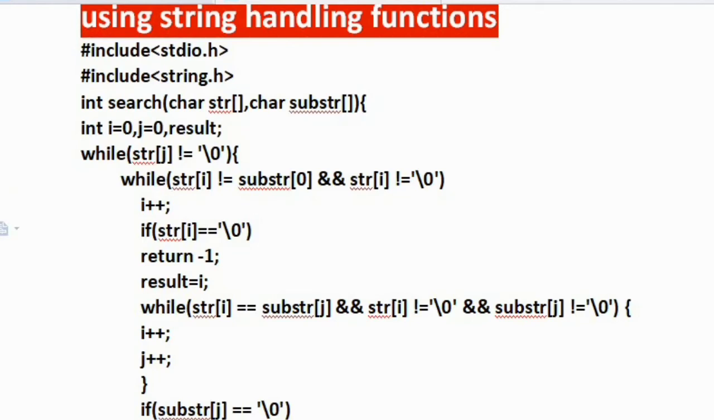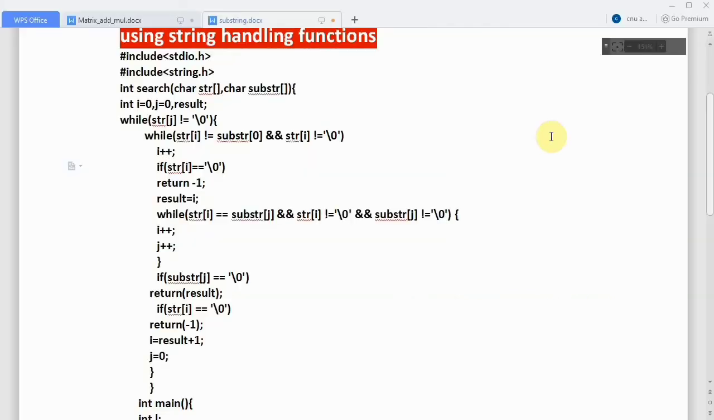Okay, if str of i equals '\0', that means before searching the substring, if you have found the last character of the main string, that means even while checking that substring inside the main string you reach the end of the source string. In that case, we'll just return -1.